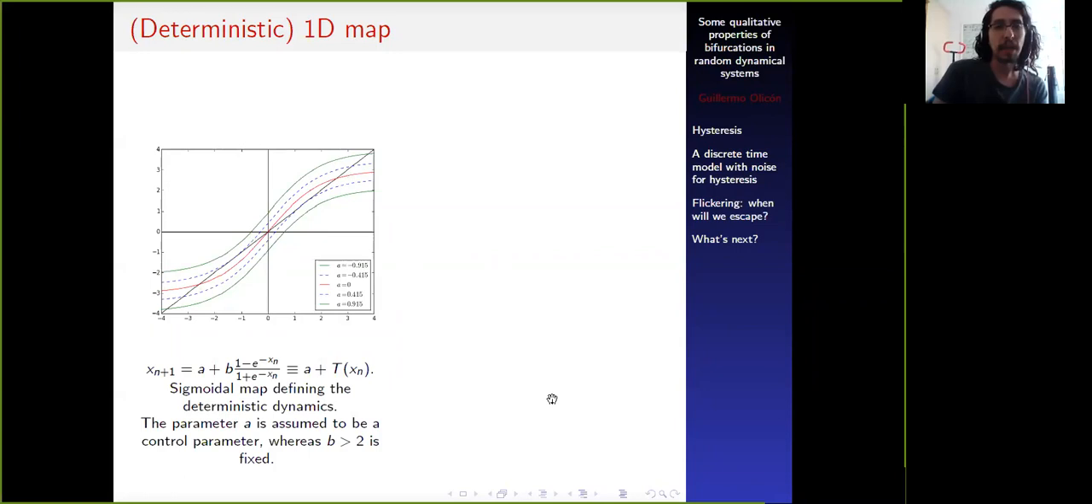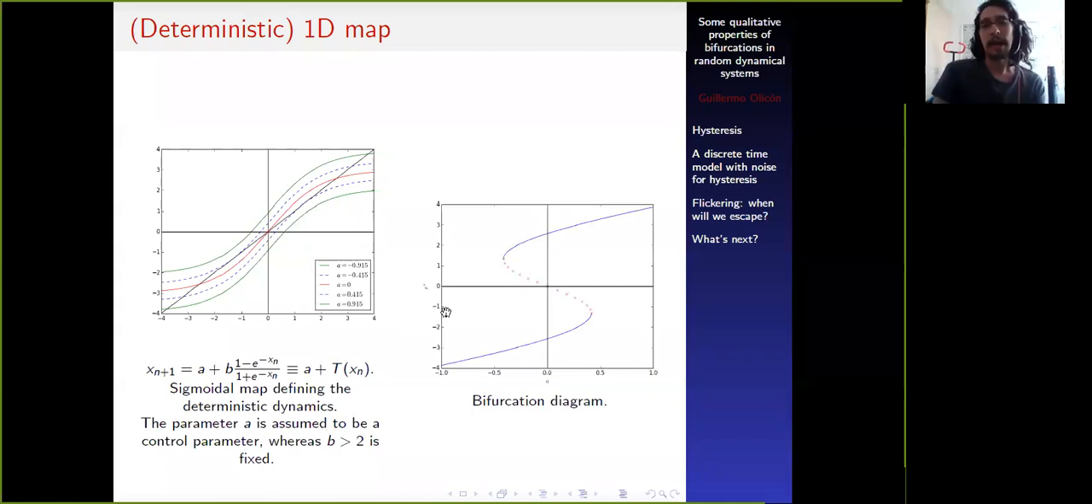So here, just to fix some ideas, A can be moved. B is a fixed parameter, which is greater than 2. Basically, the parameter B measures the slope of this red curve at the origin, right here. And that's how we get the bifurcation diagram. If we change A, we can have, for example, for A equals 0, 3 equilibria. If we reduce it, we have only 1, for example, in this region. If we increase it, we have only 1, but it's in this top branch.